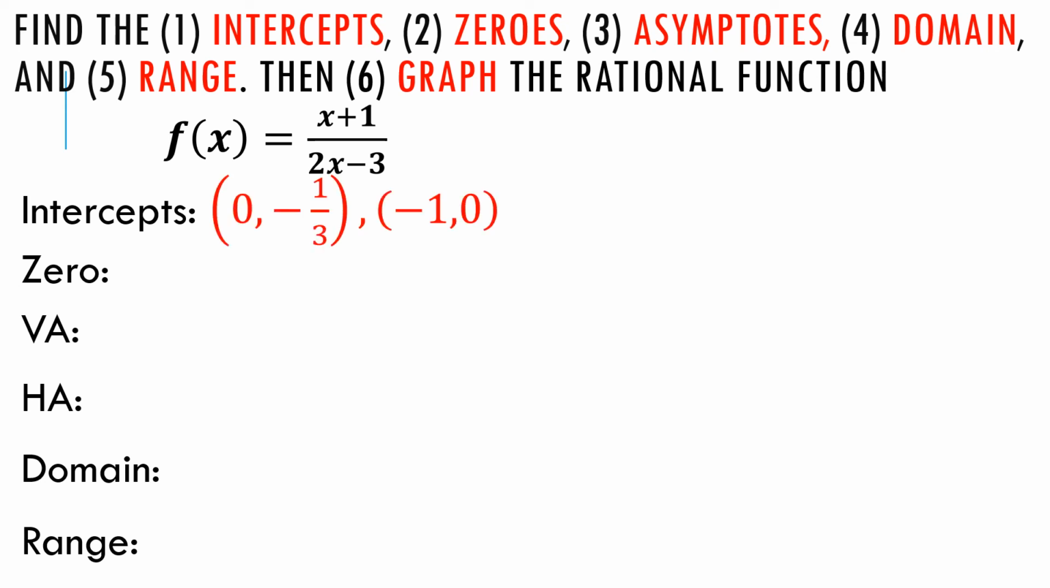Now, the intercepts are (0, negative 1/3) and (negative 1, 0). How about the zeros? Okay, ano yung mga zeros? Ito yung mga factor sa numerator na hindi siya restriction. So, dito, ang zero niya is x equals negative 1. Bakit siya tinawag na zero? Kasi kung negative 1 daw yung x dyan, magiging 0 yung rational function. Kaya siya tinawag na zero.